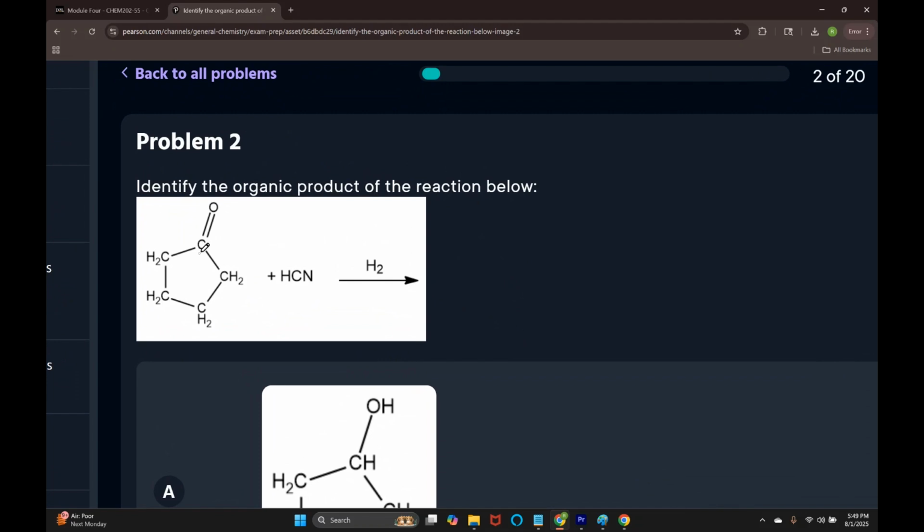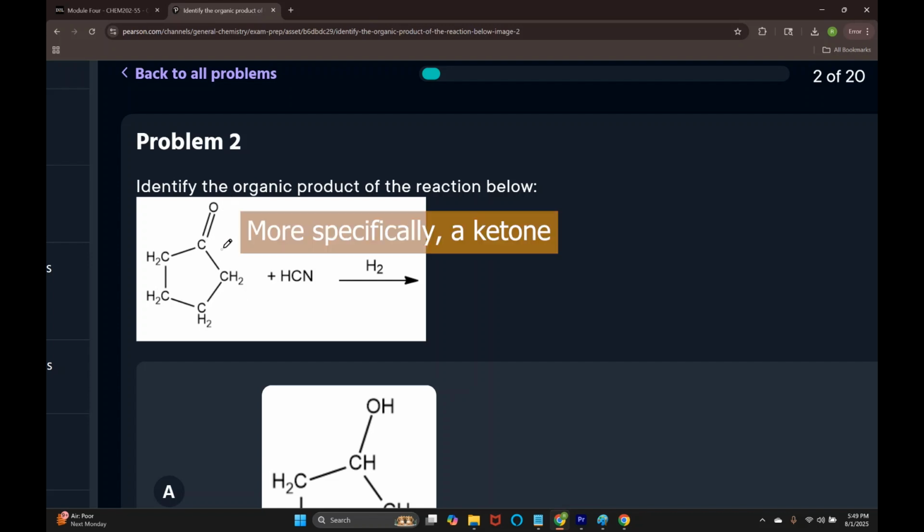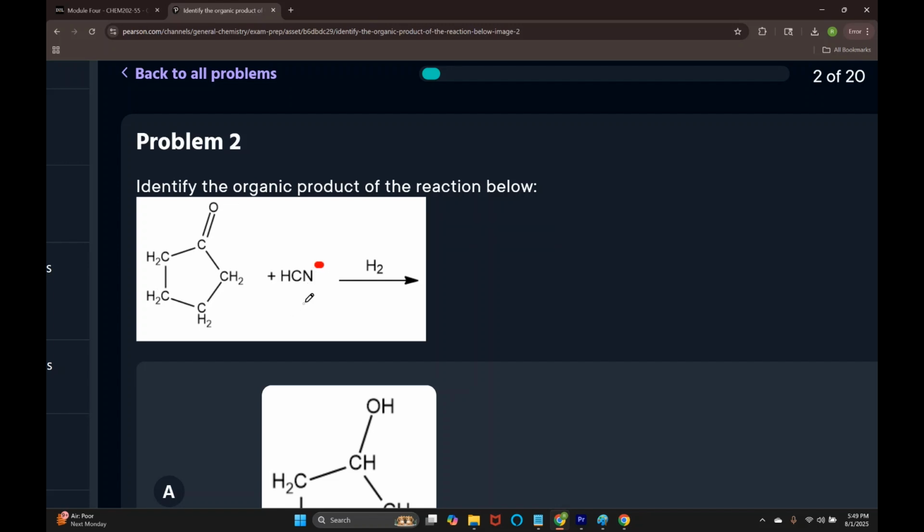All right, so in this problem, we have a 5-membered ring. All 5 members are carbons surrounded by 2 hydrogens. We also have a carbonyl, or C double bonded to O. We have HCN, which we know will become CN minus, and we have H2 as well, which is interesting. So just like before, we're going to have a partial positive on our carbon, a partial negative on our oxygen, and that's going to leave an opportunity for our nucleophile to come over and attack our carbon, which is going to push our pi bond up onto our oxygen, making it O minus.